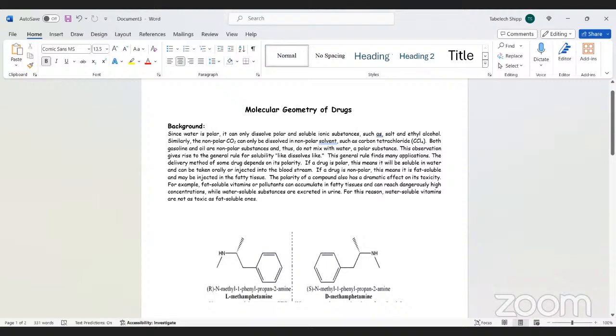But on the other hand, you may have fat soluble drugs, which means it'll actually connect or accumulate in the fatty tissues of your body, and then it will linger and stay in your system a lot longer.